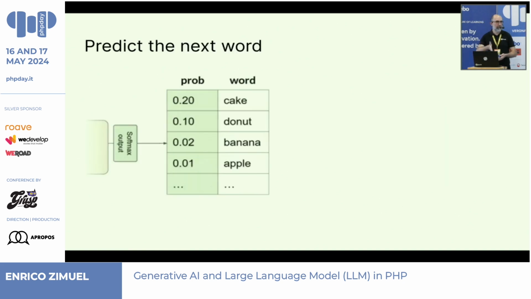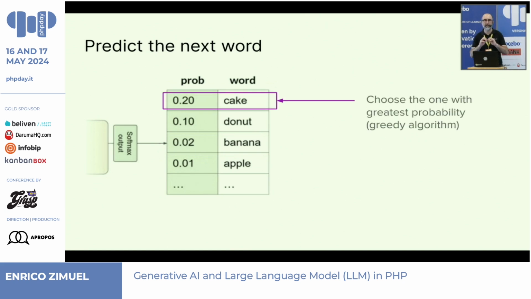How can the model predict the next word? The output typically is a list of potential words with a probability, right? So in this case, maybe the discussion was around cooking, and the next word can be cake, donut, banana, apple, etc. And then you can see the most probable one is cake, right? So we can say, okay, sounds good, so I can just pick up the best one, right? It seems a reasonable approach.